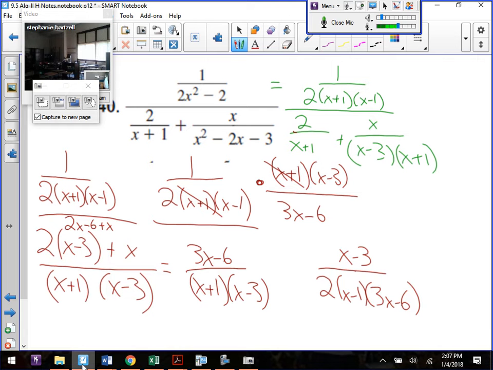Now, I could try and take out that 3 of the 3x minus 6 because it's another GCF. And I would get x minus 2. That would have been awesome if it was a 3x minus 9 because then I could have simplified out over the numerator. But you don't need to. There's nothing else you can do for that problem.